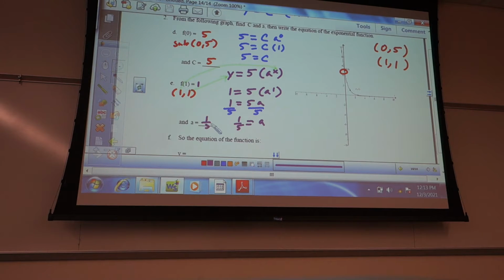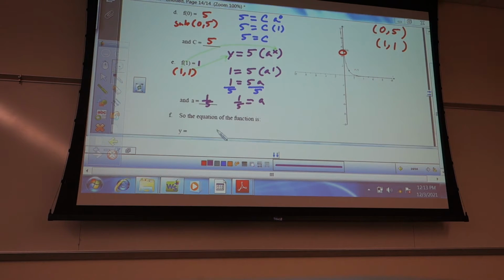So our last step is to write the formula. Y equals c, 5, times a, 1/5, to the x.